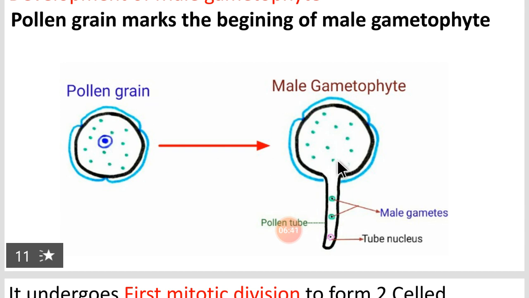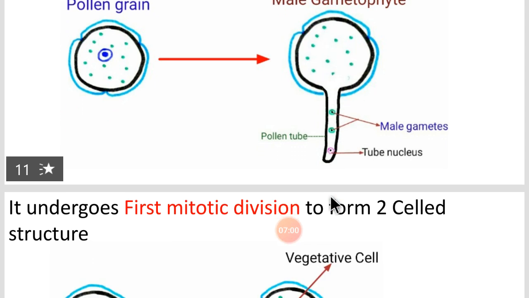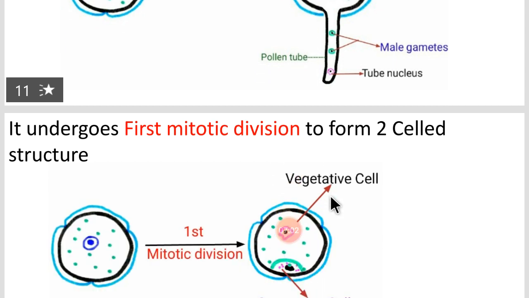So this is the further stage of the pollen grain development. In this stage, the pollen tube arises or emerges from this germ pore, and from that pollen tube the male gametes and the tube nucleus come out for the further process.